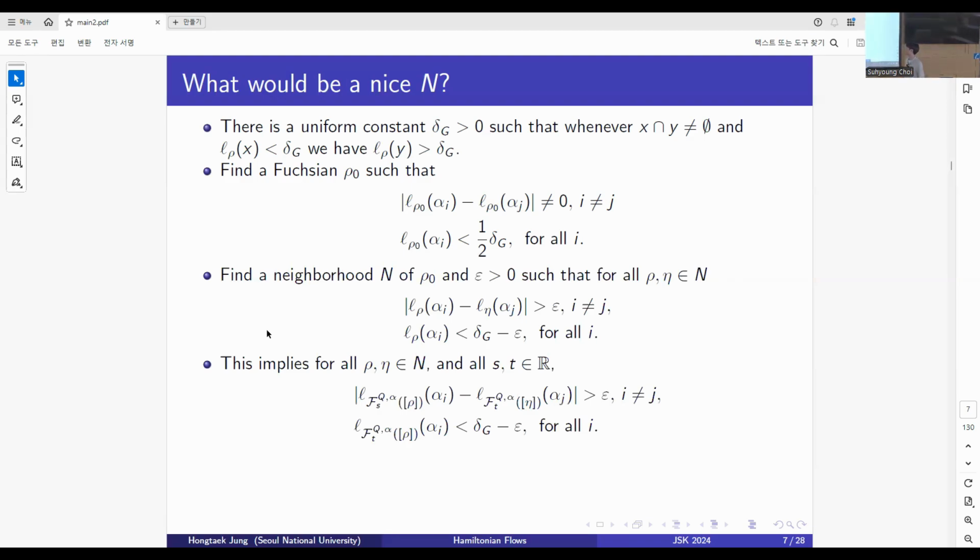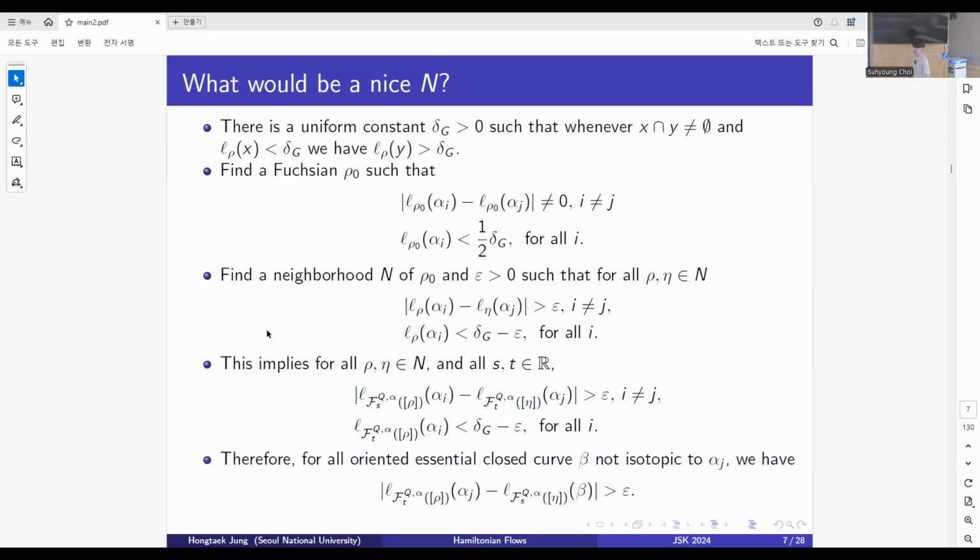If you look at the definition of the Goldman flow, you can observe that the length of a simple closed curve that does not intersect with alpha will never change under the Goldman flow. So you can easily put the Goldman flow here and there and have the same inequality here. Now suppose that we have an essential simple closed curve beta, which is not isotopic to alpha j.